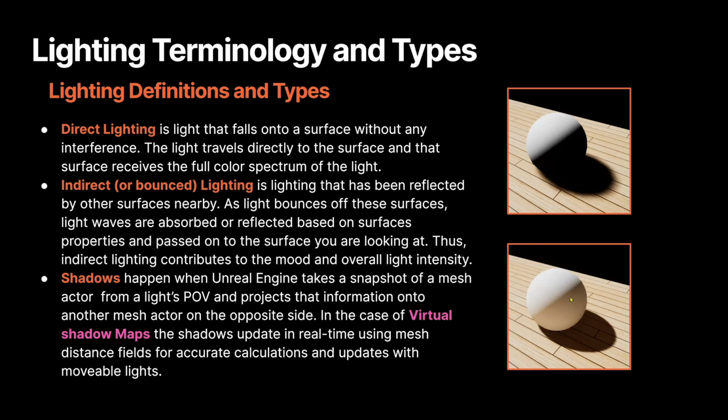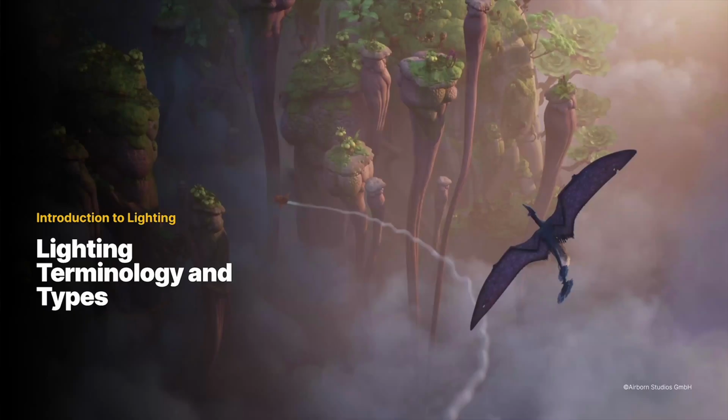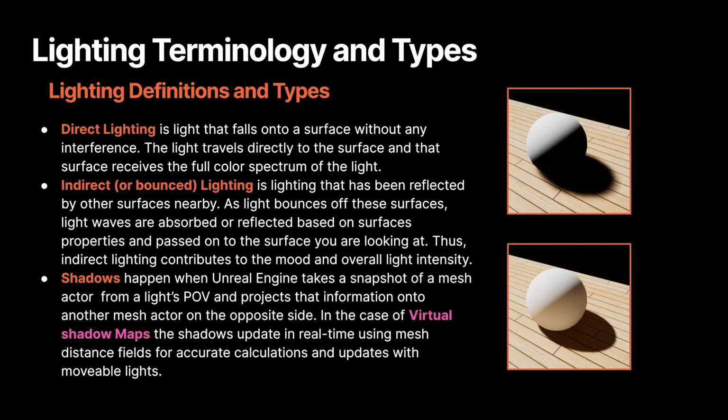If we had a static sphere and I bake the lighting, you would see that shadow baked on the ground. And when you move the sphere, you would see the shadow stay there, and then you have to rebake to get that shadow to come back. So that's the really big dynamic difference between using baked lighting and using Lumen.